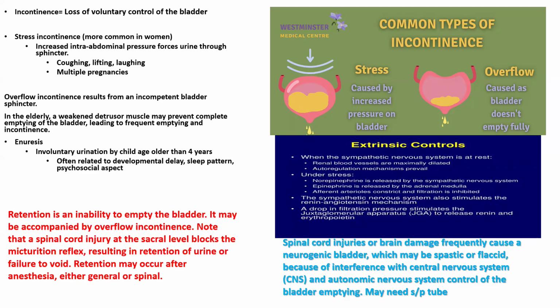And then enuresis, which is involuntary urination, usually in kids over the age of 4. This can be because of developmental delay, sleep patterns, psychosocial. Retention is inability to empty that bladder. It can be accompanied by that overflow incontinence. Sometimes this can happen from spinal cord injuries, anesthesia. You should know the types of incontinence and what the cause is.